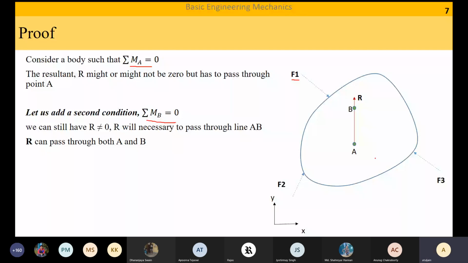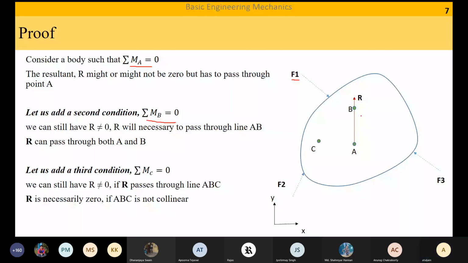Now, what happens if I choose a third point? Let us say that third point is C prime. Now, summation MB is 0, summation MA is 0, summation MC prime is 0. If this was the case, my body might or might not be in equilibrium because R could pass through the line if A, B, C prime were collinear. Now, if my condition is that summation MC is equal to 0, and A, B, C are not collinear, the resultant has to simultaneously pass through AB and BC, which is not possible if they are not collinear. So, the only condition left is R has to be 0.